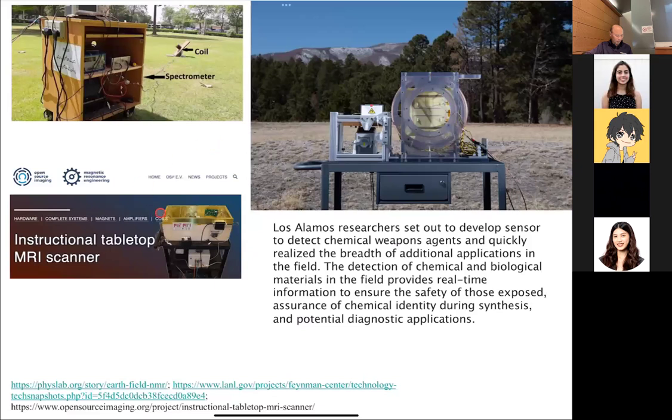And if you're really ambitious, you can even build your own MRI scanner. There's a whole open source website that tells you how to build a scanner.